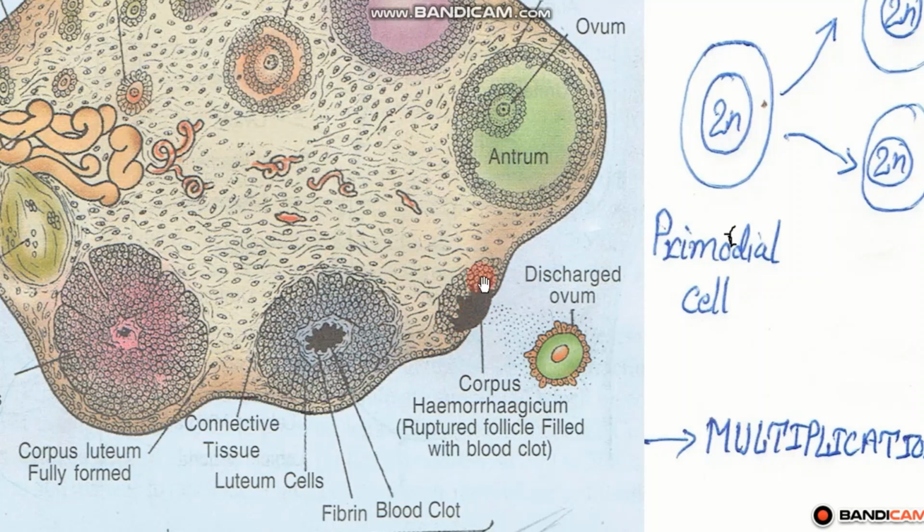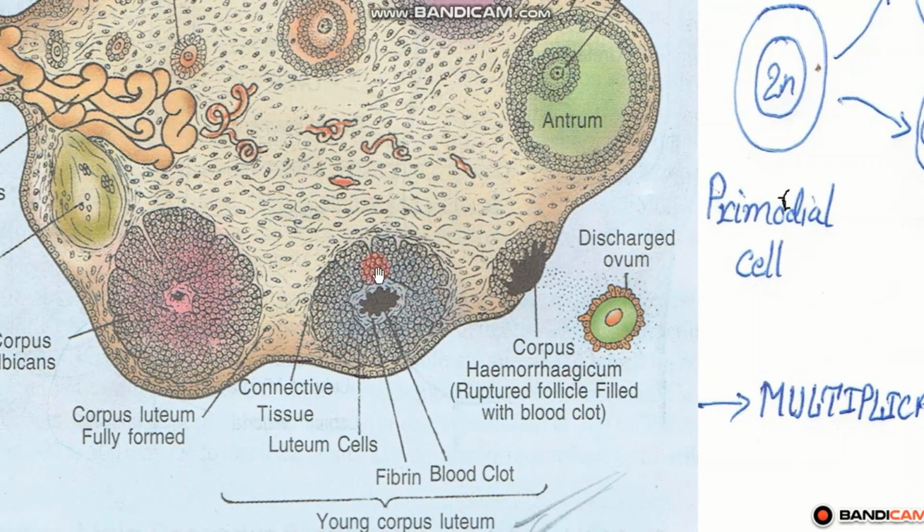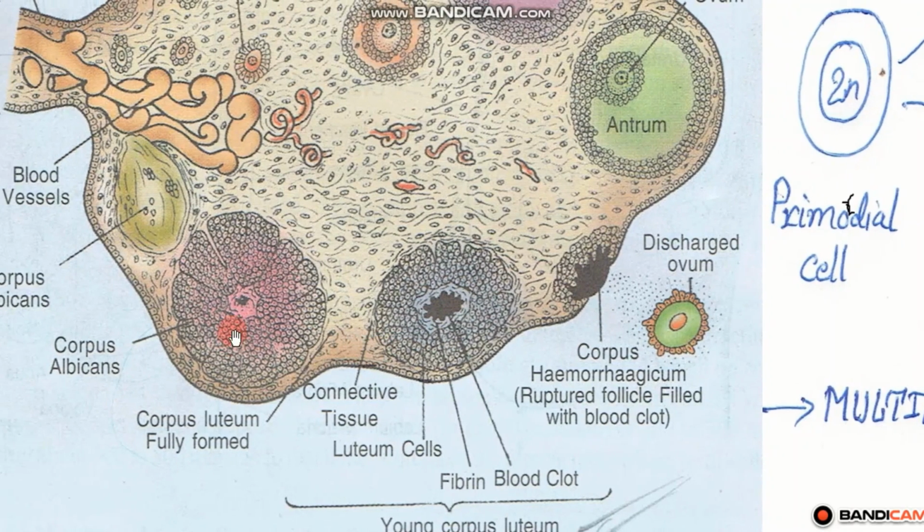Then what will happen with this follicle? These follicles will convert into another structure. This structure is known as the young corpus luteum. After some time, this corpus luteum will convert into a fully matured corpus luteum. It is yellowish in color because of a particular type of female hormone, known as progesterone hormone.